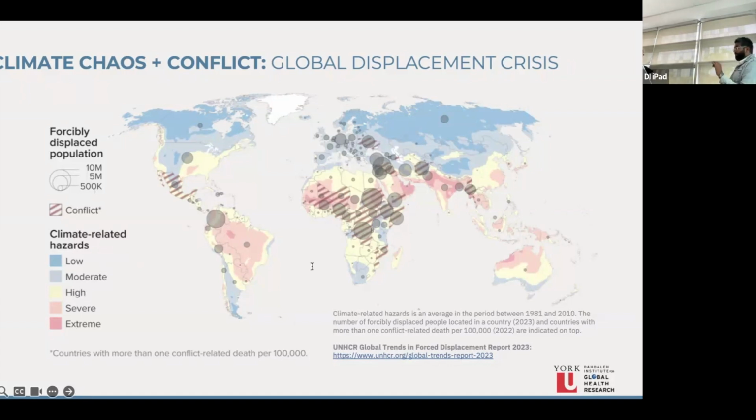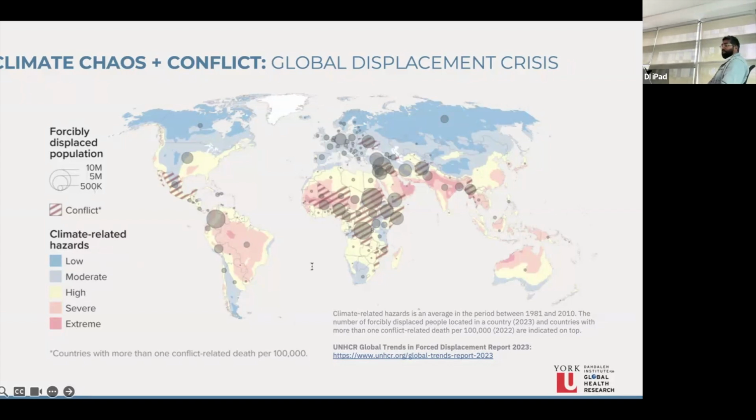And this global crisis of displacement is being driven by conflict and climate. Estimates right now are that 3 out of 4 forcibly displaced people are living in countries with high to extreme exposure to climate hazards, and 1 in 2 are living in countries exposed to conflict. So conflict and climate are really the forces that are driving this.